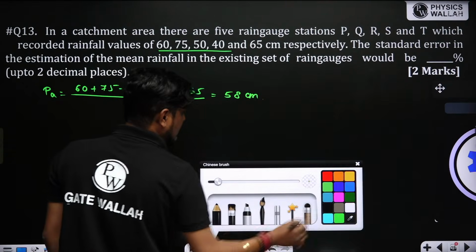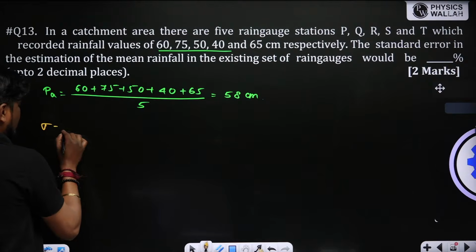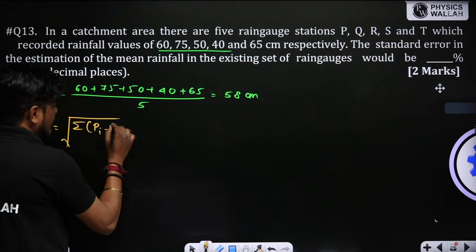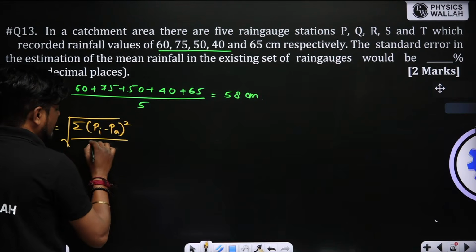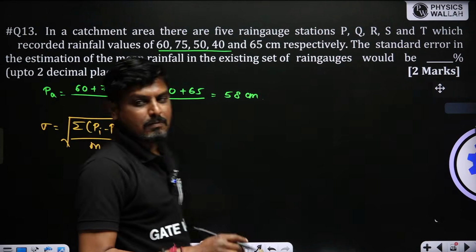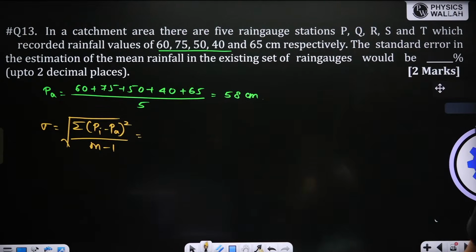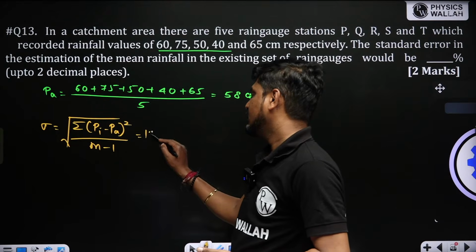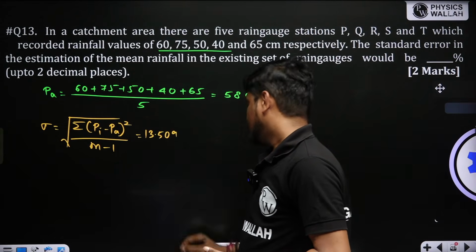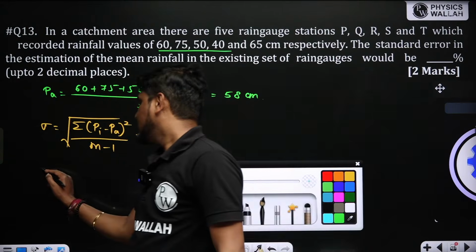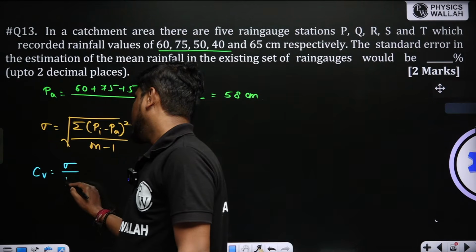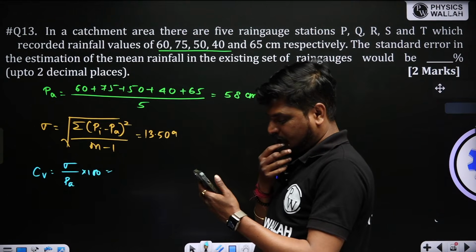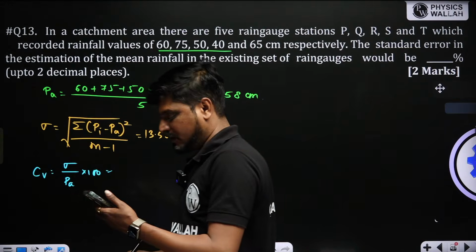Then find out sigma. Sigma is equal to, I hope you know how to solve this, summation of Pi minus Pa whole square divided by m minus 1. My calculated value I will let you know. If you substitute and calculate, you will get 13.509. Then you calculate CV. CV is equal to sigma divided by Pa into 100. Both values you know, just substitute and calculate. 23.29 you will get.